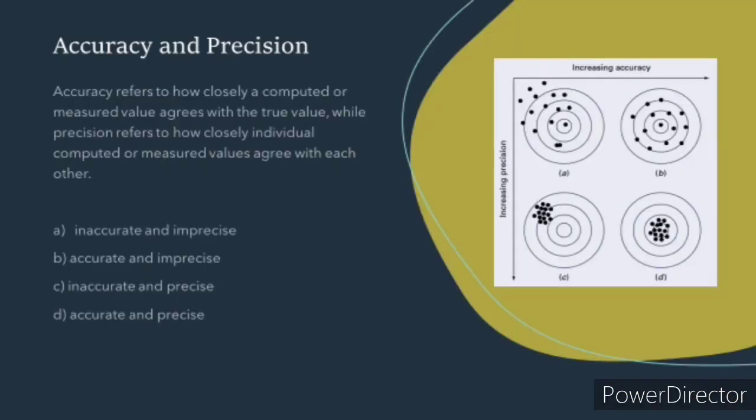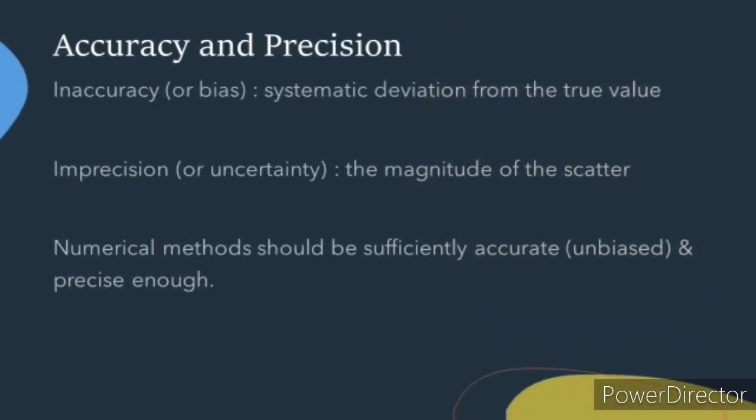And the accuracy and precision. Accuracy refers to how closely a computed or measured value agrees with the true value, while precision refers to how closely individual computed or measured values agree with each other. As you can see here in our illustration, we have A, inaccurate and imprecise, B, accurate and imprecise, C, inaccurate and precise, and D, accurate and precise. Inaccuracy is systematic deviation from the true value, and imprecision is the magnitude of the scatter. A numerical method should be sufficiently accurate and precise enough.